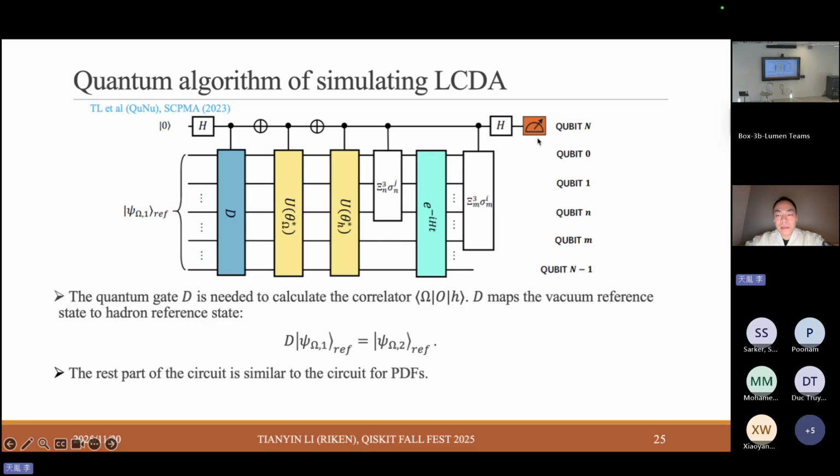because we only need to measure the auxiliary qubit, and then we can obtain the real and imaginary parts of the light-cone distribution amplitudes in the position space.